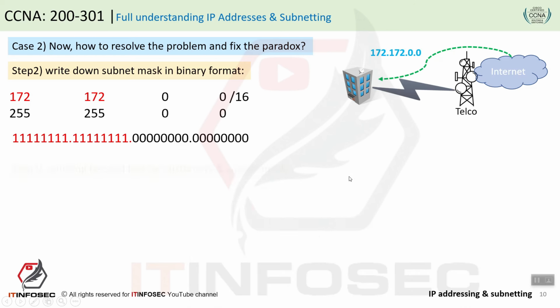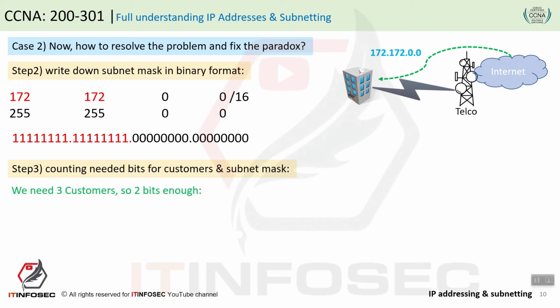Well, step three, counting the needed bits for customers and subnet masks. This is the most important part for solving this problem. Okay, counting the needed bits. We need 3 customers, so 2 bits is enough. These 2 bits will give us 4 possible modes.